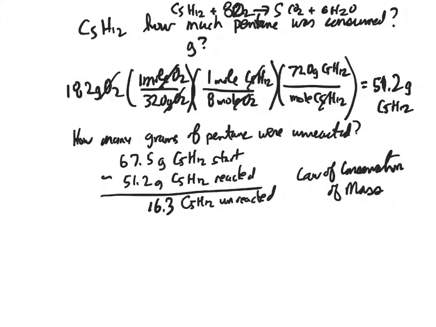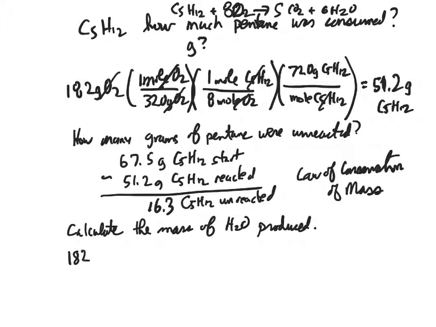We can take this reaction even further. We can calculate the mass of water produced. So once again, we're going to go back to the limiting reagent. The limiting reagent was oxygen, 182 grams of O2. 1 mole of oxygen is 32.0 grams of oxygen. Grams oxygen divided by grams oxygen.